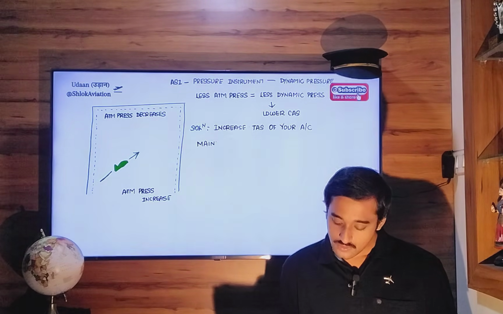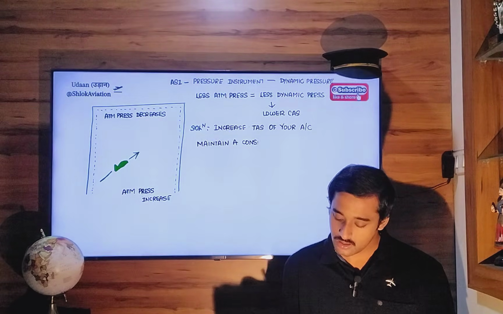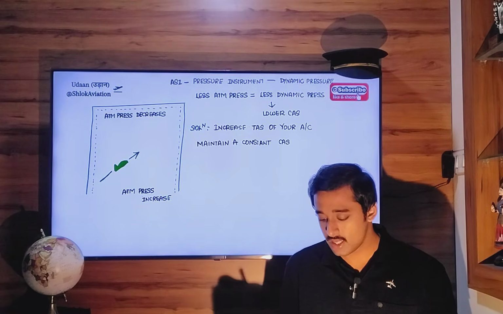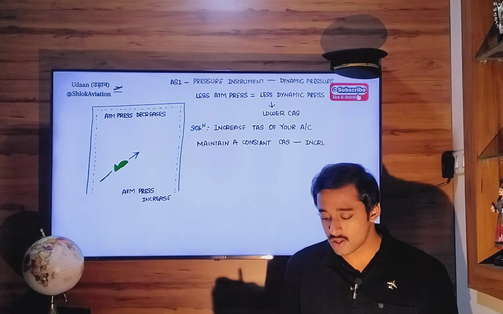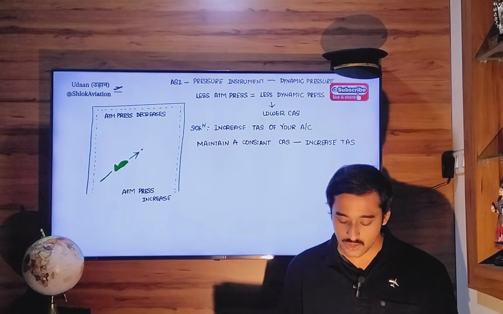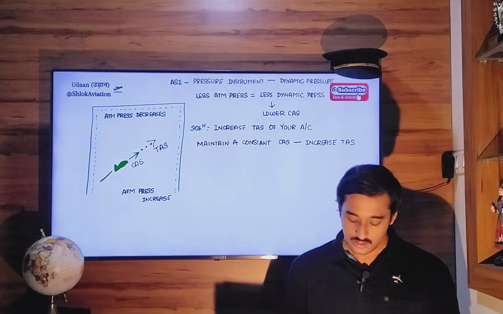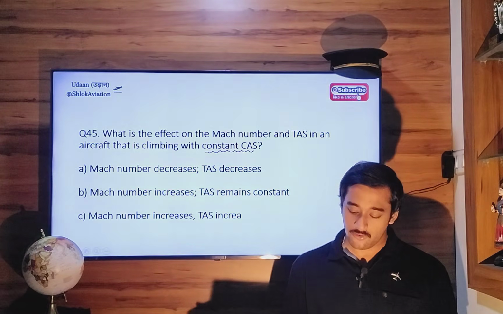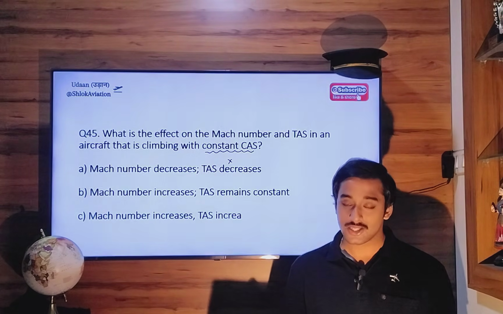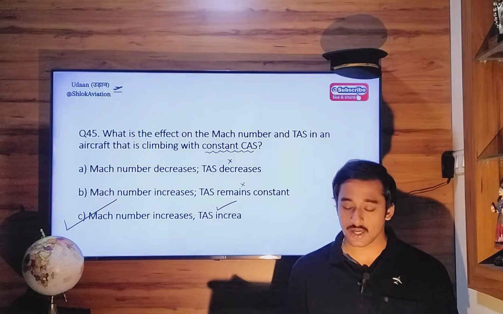So, in order to maintain a constant calibrated airspeed, increase the true airspeed of your aircraft. Right? So option A says TAS decreases, which will be wrong. TAS remains constant, wrong. TAS increases, yes. So option Charlie is the correct option.